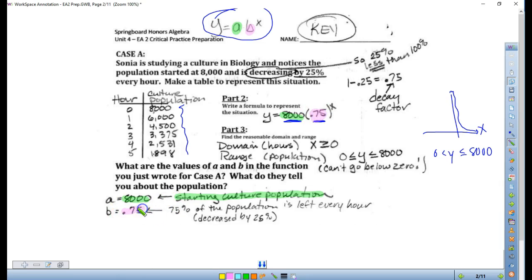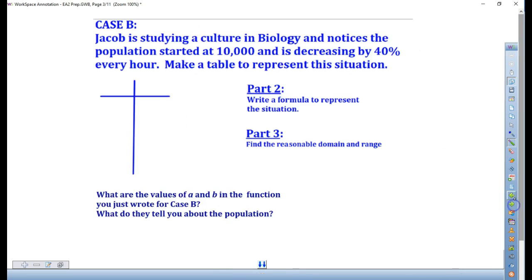What is that telling me? Because nowhere in the story did it say anything about 75. But 75% is the amount of the population that's left every hour, since it decreases by 25%. So that's where that came from. All right, so then you've got case B.